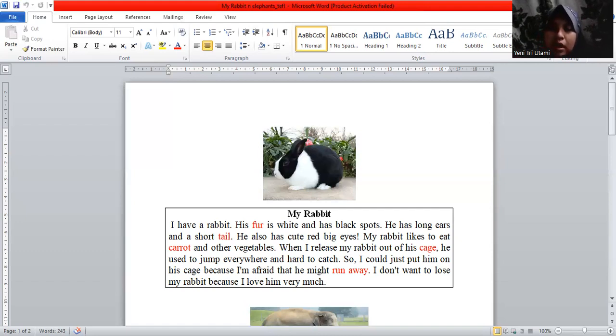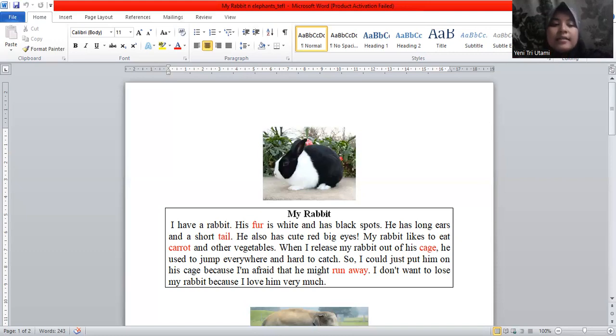So this descriptive text has several language features. The first one is specific participant. Specific participant means that this text has a certain object that is not common and unique. For example, you can say cat, my house, Borobudur temple, and so on.